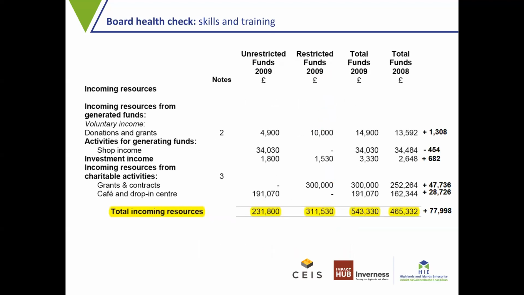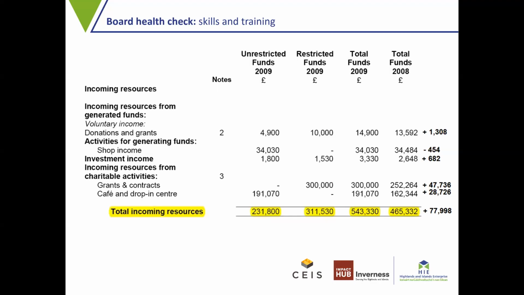So the second question asks, where does the money come from? Looking at the top half of the income and expenditure account, we can have a look at the makeup of the total income and resources. There are 5 different categories of income which make up the total for the year of 543,330.